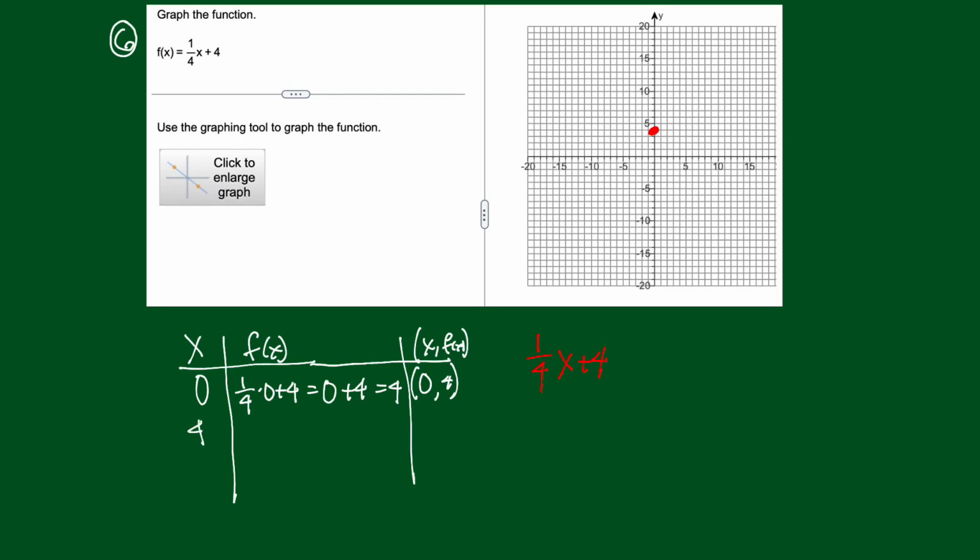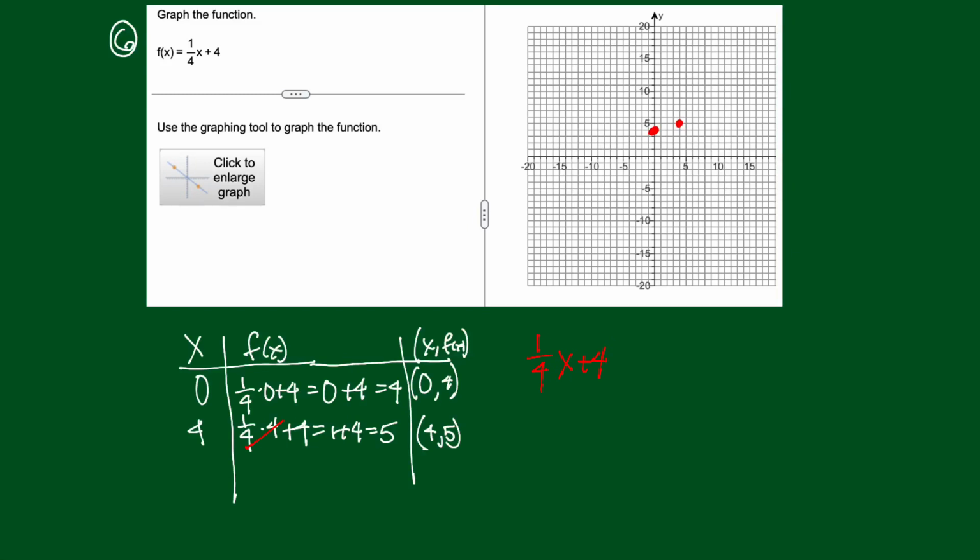So if I put in a 4, I'll get 1/4 times 4 plus 4 equals, now, when I do this, the 4s cancel. I get 1 plus 4. I get a 5. All right, so here's the point. I put in a 4, I get out a 5. Let's graph it. Let's plot that point. So if I go over 4, I'll go up 5. All right, so that is going to put us right here. That's pretty tight. Okay.